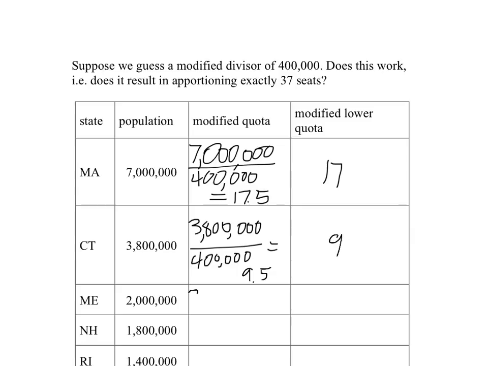Just to illustrate one other point, for Maine, where we have 2 million divided by 400,000, that turns out to be an integer. That comes out to be exactly 5. And it's important that when you have, just by chance, an integer as your modified quota, the modified lower quota is itself. Right? When you have a whole number and you round it, that means you leave it alone. When you round 5 down to the nearest integer, that means you leave it alone. You do not reduce it to 4, you leave it alone as 5.